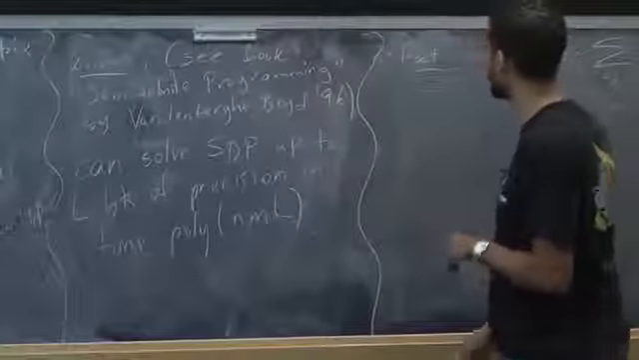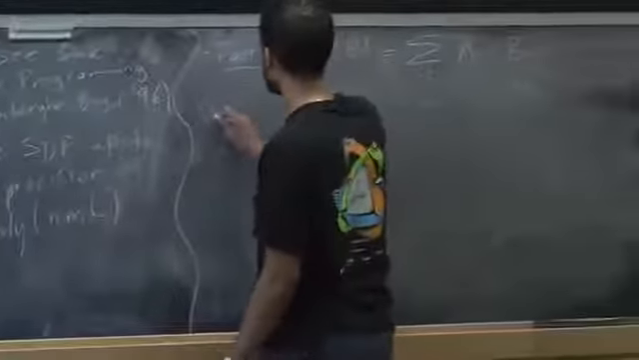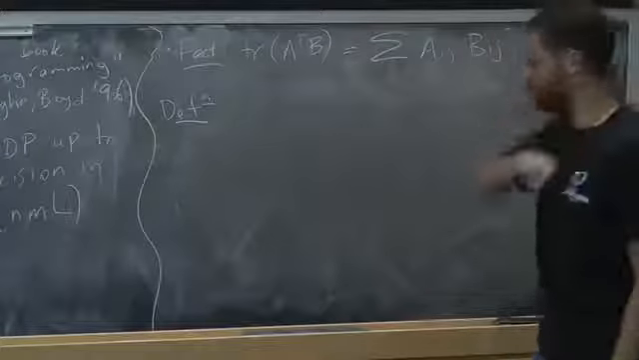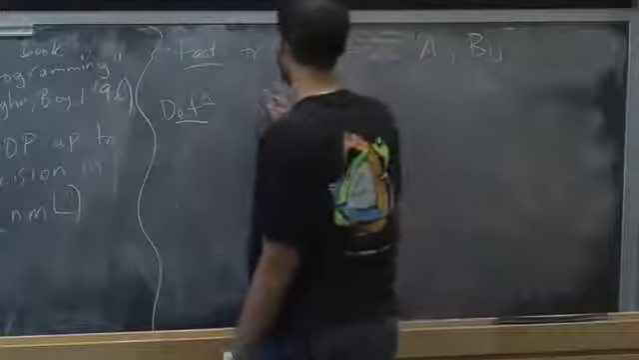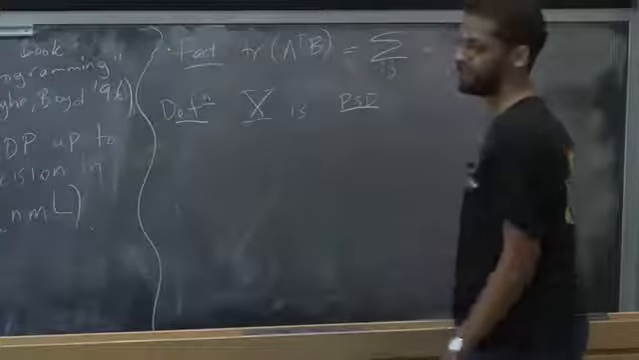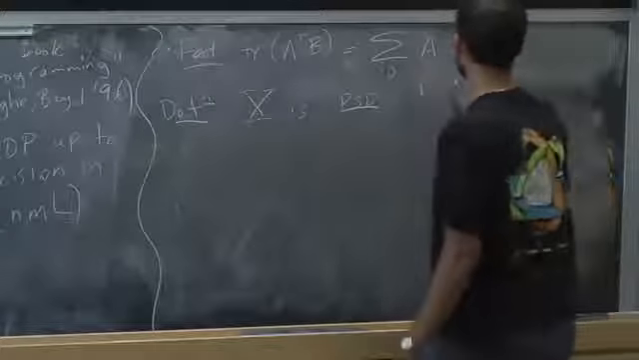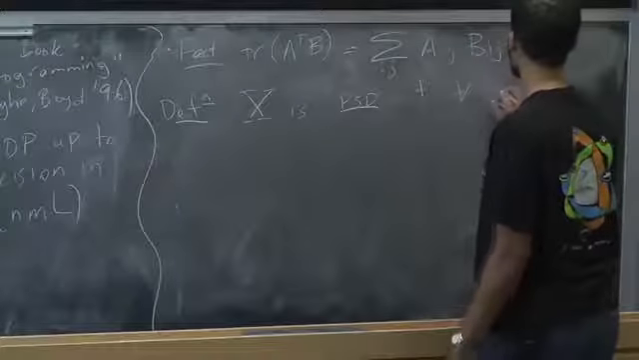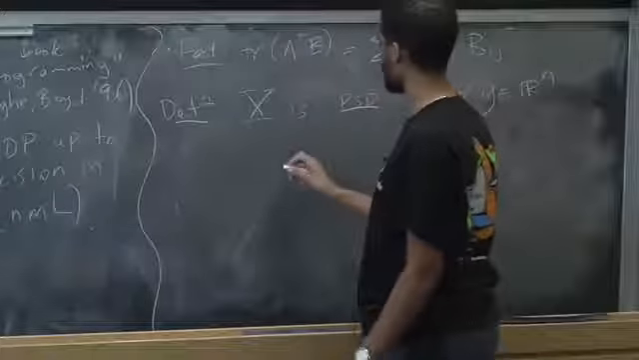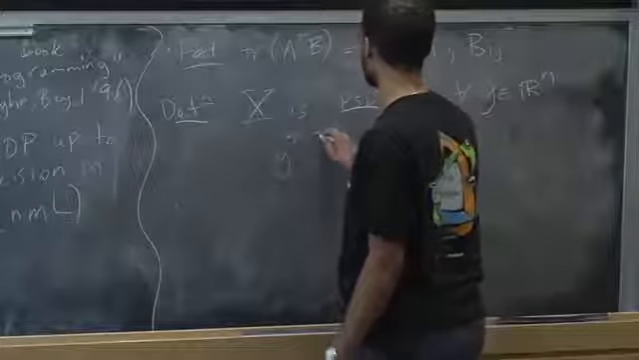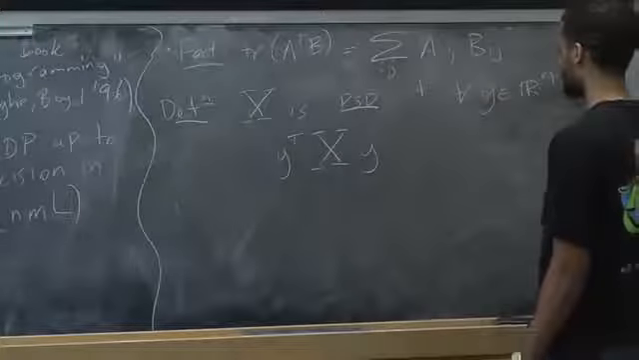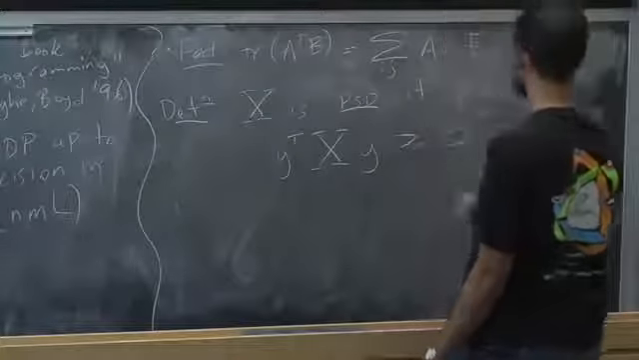So what does it mean to be positive semi-definite? The definition is: X is PSD, positive semi-definite, if for all vectors y in R^n, we have the inequality that y transpose X y is at least 0.